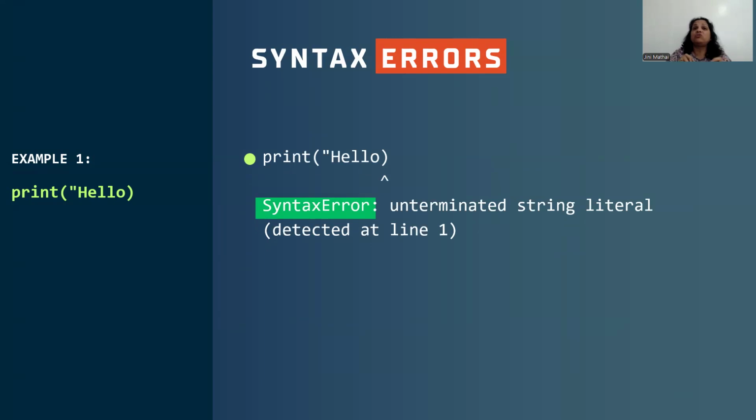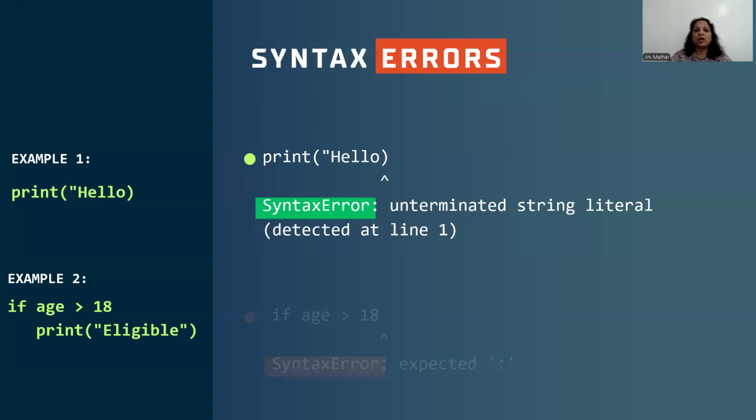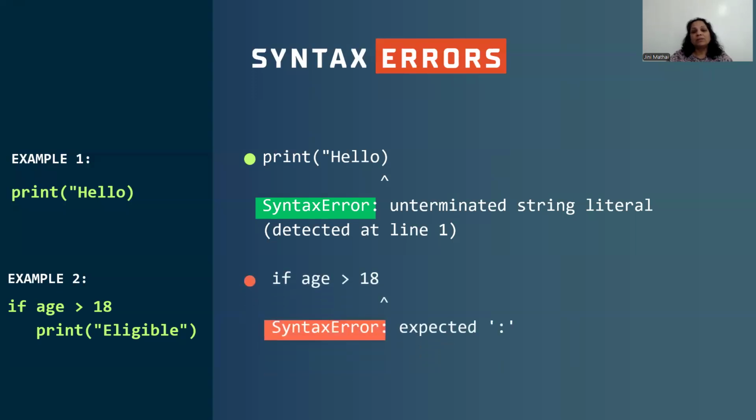You have not followed the rules of the language. Clear? Okay. Look at another example. I wrote if age greater than 18, you see there's a colon missing there. So if I execute this program, I will get an error message saying syntax error expected colon. And can you see a small arrow next to 18, which is telling me that's where the colon was expected. So if you violate the rules of a programming language, you are going to come across a syntax error. Clear?